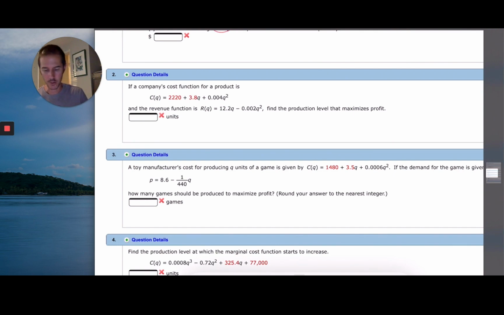What's the profit function? Profit function is P of Q always equals revenue, the amount of money that actually came in and ended up in the cash register, minus the cost of running the business, the cost function. Profit equals revenue minus cost. Use these two functions. Don't forget to distribute the minus sign when you substitute in for these two functions.